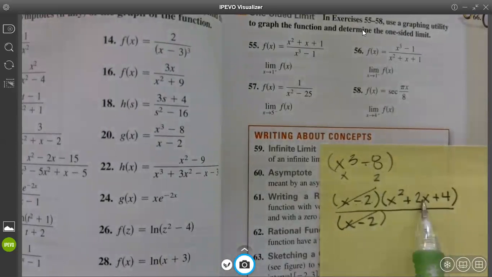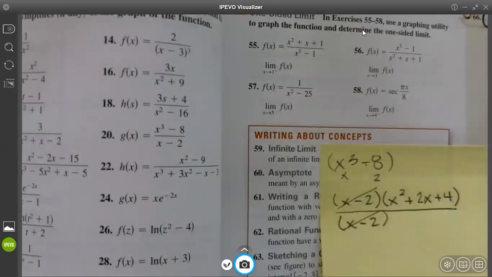2 times x is 2x. And then square the last. So they cancel out. If there is nothing left in the denominator, there is no vertical asymptote. Okay, is everybody good with that one? Yeah, so there is a discontinuity at 2. It is a removable discontinuity at 2, but it is not a vertical asymptote.